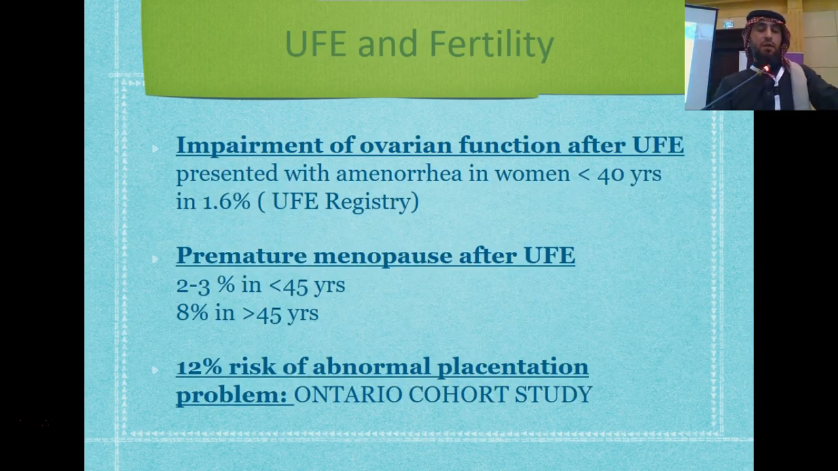Now, what's in the medical literature, especially the interventional literature, about fertility? The impairment of ovarian function after UFE: we usually classify the patients as either below 40 or above 40 or 45. The amenorrhea in those less than 40 is 1.6%, for that fibroid can cause impairment in ovarian function. Now for premature menopause after UFE, again, less than 45 is a small percentage, 2 to 3%.